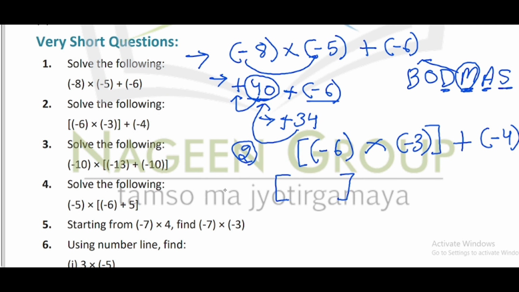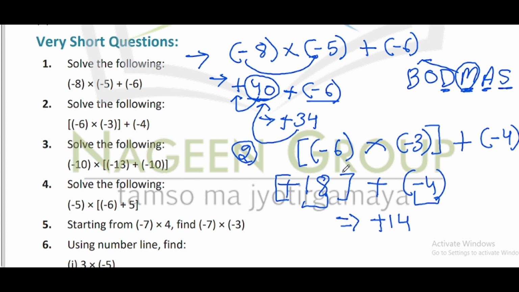First we multiply the symbols, that is minus multiply with minus, that is plus. Then we multiply the numerals 6 into 3, that is 18. Then add with minus 4. Then plus 18 add with minus 4. Both the integers have different sign. Then we subtract 18 minus 4, that is 14. Then 18 and minus 4, which one is greater? 18 is greater. Then the sign of the 18 is positive. Then the right answer is plus 14.